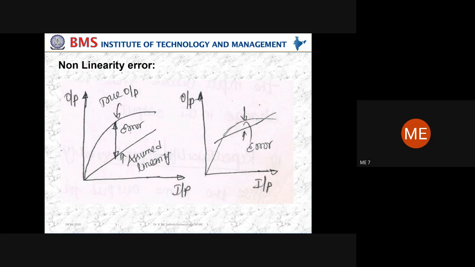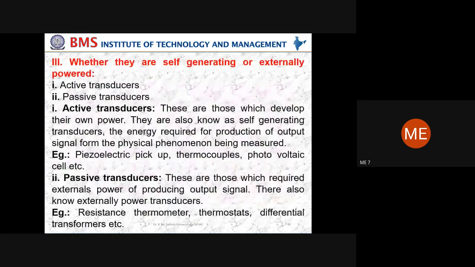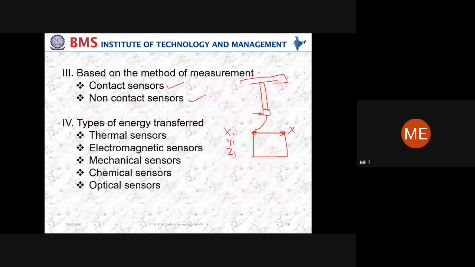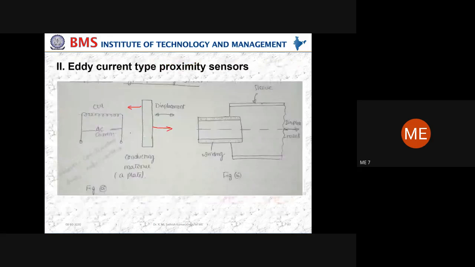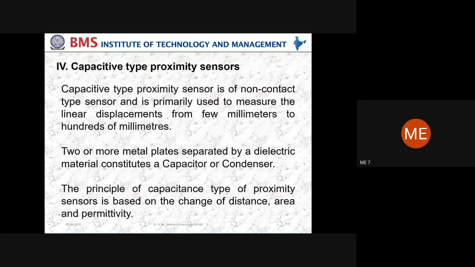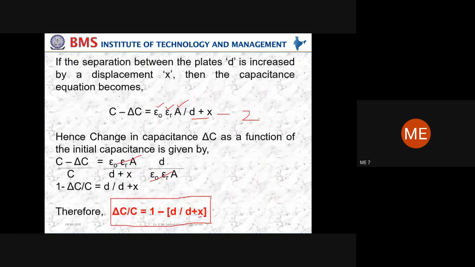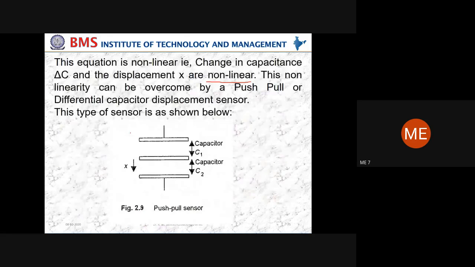Now, when you are designing the sensors or the transducer, always make sure that there is no non-linearity present. In order to reduce this non-linearity, what we are doing is, this non-linearity can be overcome by a push-pull or differential capacitor displacement sensor.